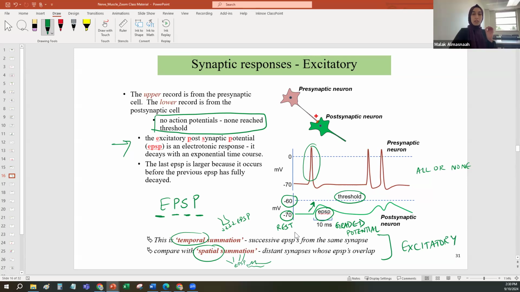I have a question. For the spatial summation, does it improve the time it takes? Does it make it faster? Yes, because if they all have kind of equal intensity, then it's going to reach the threshold at a much faster rate. Yes. Thank you.